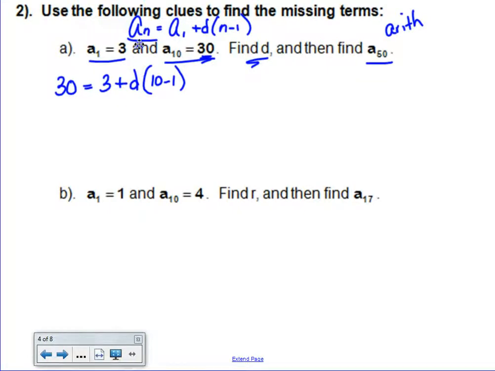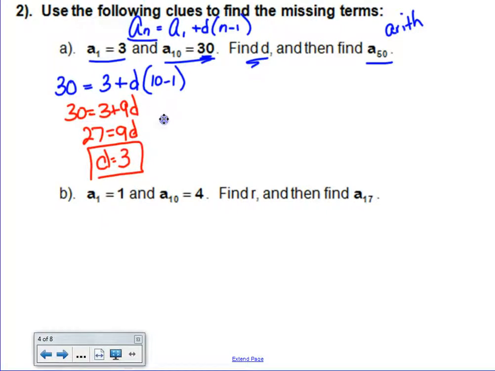Some people like to think of this more logically, and they say to get from 1 to 10, you had to do 9 additions, 9 jumps, if you will. That's how a lot of people complete these problems. So what I really have is 30 equals 3 plus 9 jumps. I'm going to subtract the 3, so 27 equals 9d, and my common difference I now see is 3.